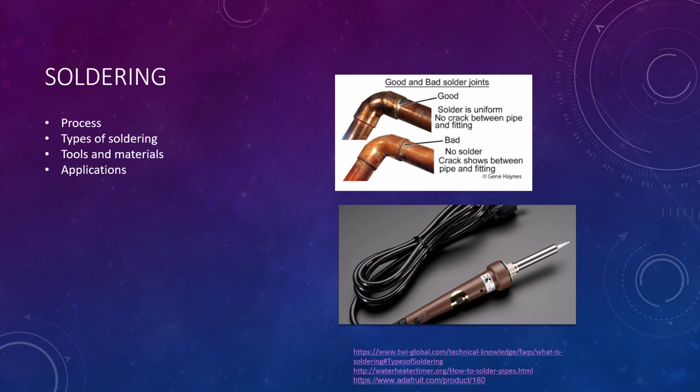There should be a proper amount of solder on the part so that the part is not weak or brittle. A joint should also not be burnt or overheated. This will result in losing flux. In the next few slides, I will be going over the process, the types of soldering, tools and materials, and applications.